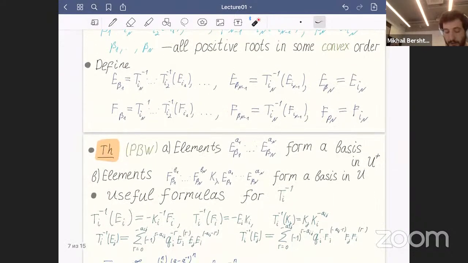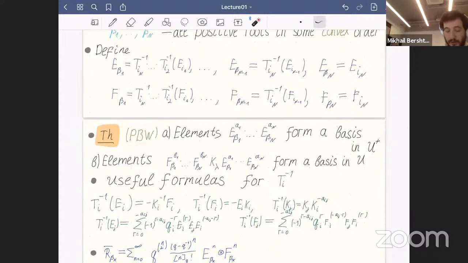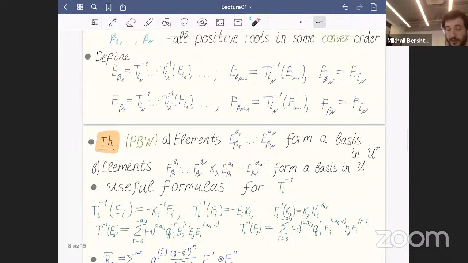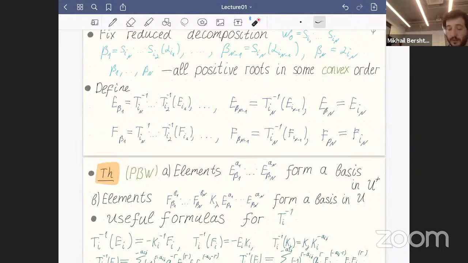So define this element. Then there is the theorem, the Poincaré-Birkhoff-Witt property, which I again decompose into two parts. Part A is that these elements are PBW generators, so their products form a basis in U plus. And B is a corollary of A and the triangle decomposition which we had before: any element of U can be written as a product of F's, then K, then a product of E's. Maybe I should note that the order here is the order which we pick by the reduced decomposition of W_0. So the definition depends on the order, and the order also depends on the decomposition of W_0.